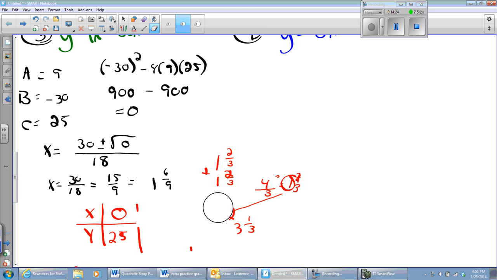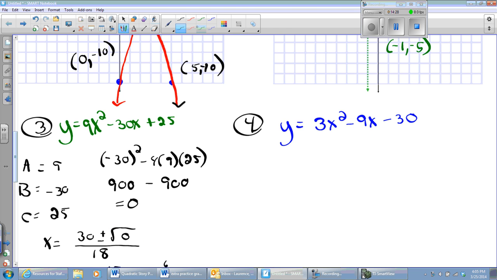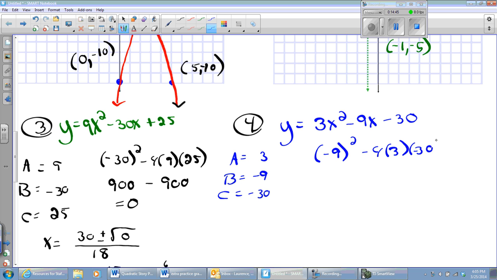Okay, I'm going to get rid of this work here because it's in my way. Again, starting with the discriminant. So A, B, C. Easy as 3, -9, -30. And so -9 squared minus 4 times A times C. It's going to get 18. No. I've been teaching 8th graders too long. I did it again.